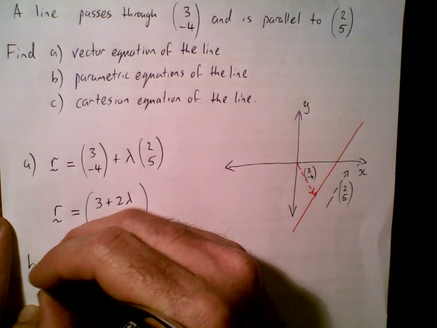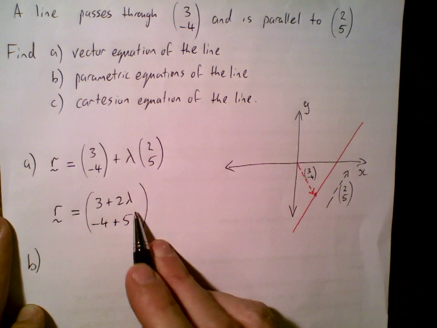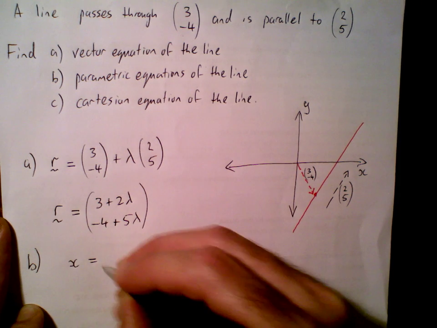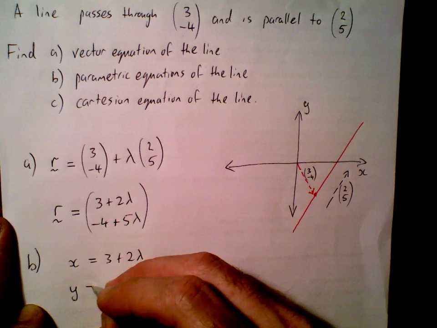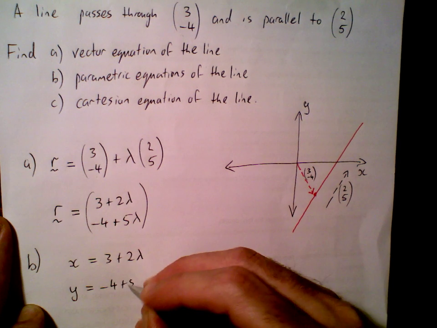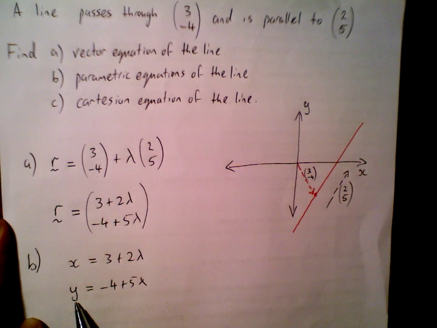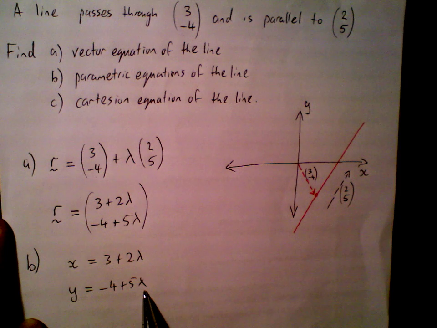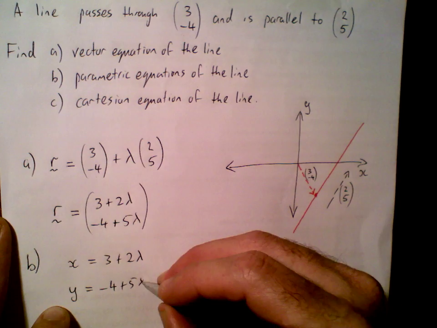From there we can separate out our parametric equations. We can say the x value is equal to this i component. So the parametric equations of the line are x is equal to 3 plus 2 lambda, and y is equal to negative 4 plus 5 lambda. They introduce x and y in terms of this other parameter lambda, hence the parametric equations. We've got x and y, the variables from a Cartesian equation, but we've also got this extra parameter lambda involved.